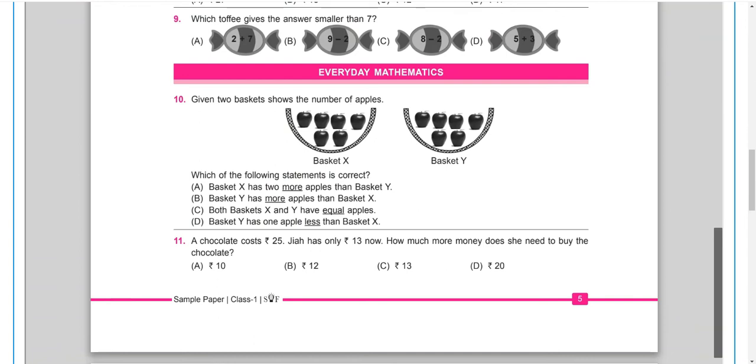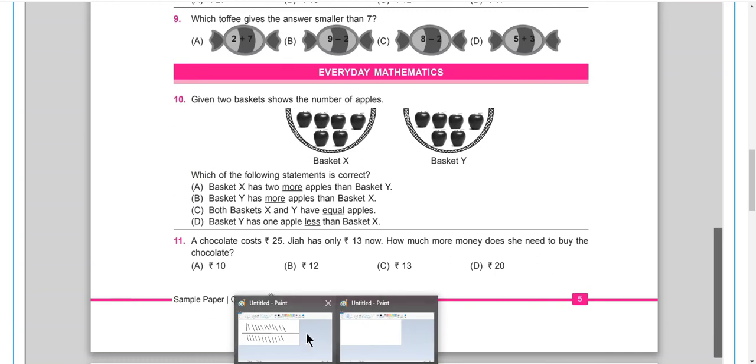So our answer is 12. This is B. There is another way to solve the same question. If you subtract 13 from 25, you will also get your answer, because you already have 13. We have to give how many to the shopkeeper? 25. So if we subtract 13, you will get your answer. You understand? So there is another way to do it.